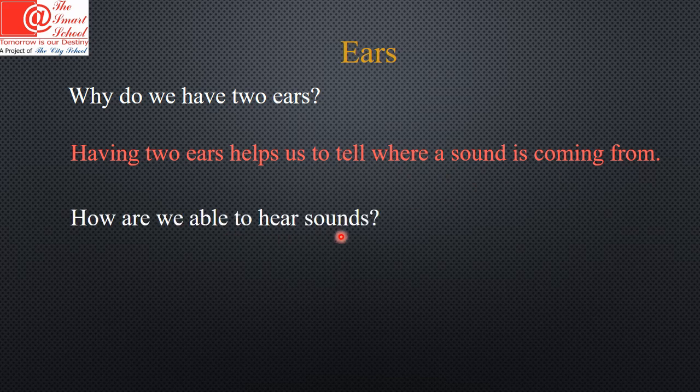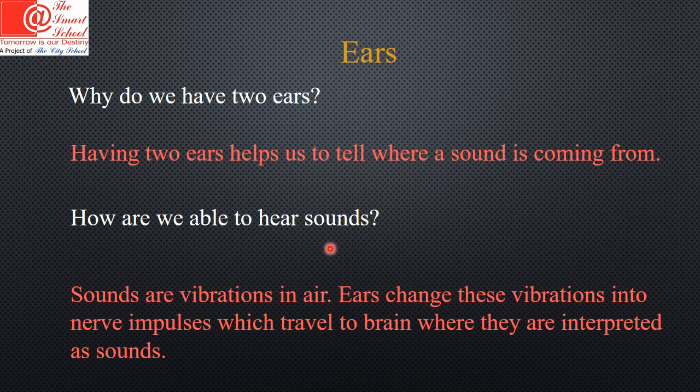How are we able to hear sounds? Sounds are vibrations in air. Ears change these vibrations into nerve impulses. These nerve impulses are actually messages which travel to brain with the help of auditory nerves. The brain then interprets these messages as sounds. That is how we are able to hear sounds. Now we shall see a video that will explain how the ears work.